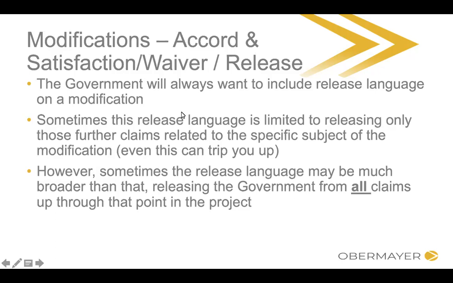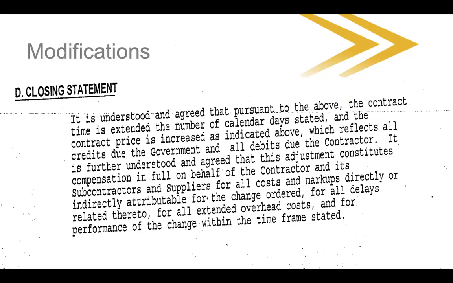That's the first or the second bullet point here, where it's kind of like, we're releasing everything. The contractor is releasing every claim that it could possibly have with relation to whatever the subject of this mod is. Or sometimes it's even broader than that, and it's like the contractor releases all claims up to this date on the contract. You got to be very, very careful not to sign either of those unless you agree that you have no outstanding claims on the matter. Here's an example of closing statement from a modification.